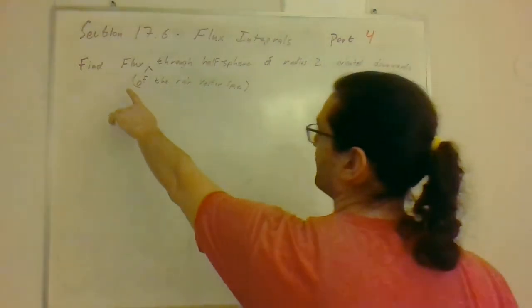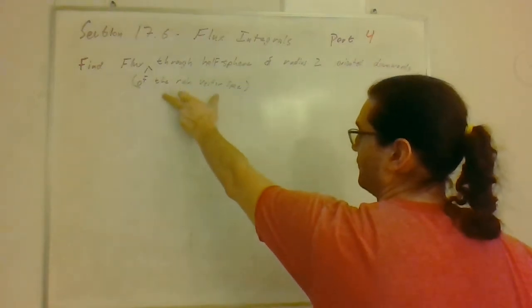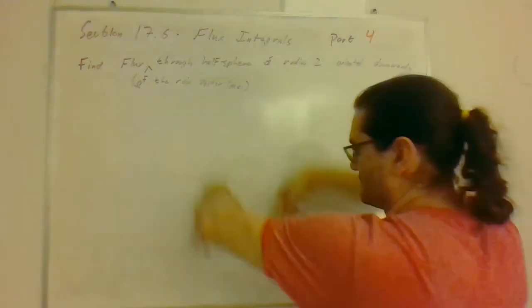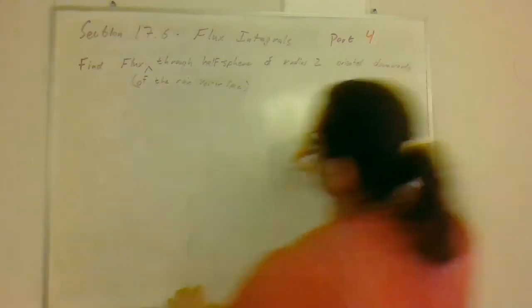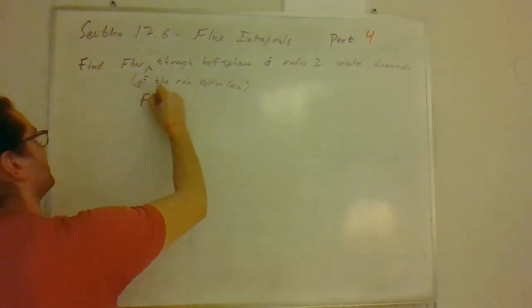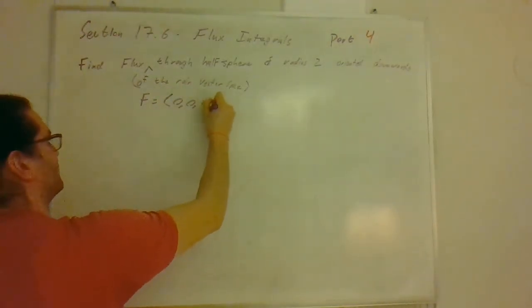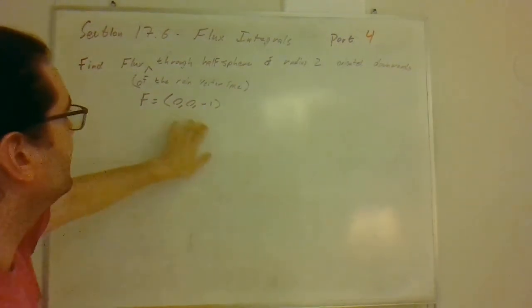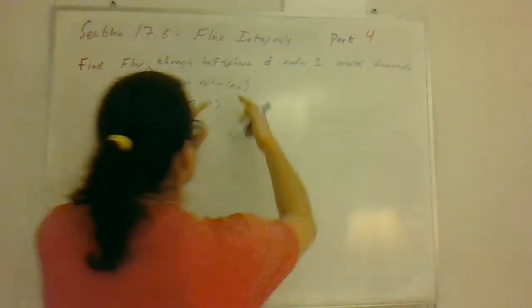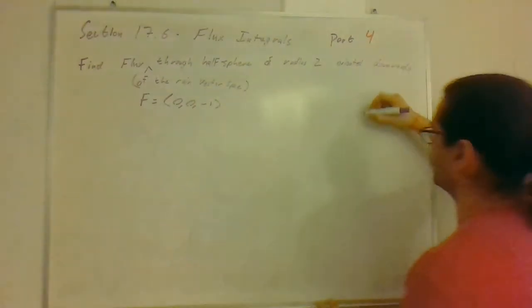We want the flux of the rain vector field. So the vector field is just going straight down everywhere. This is F equals <0, 0, -1>. That's our vector field. It's going down everywhere. And it's through a half sphere of radius 2 oriented downwards.